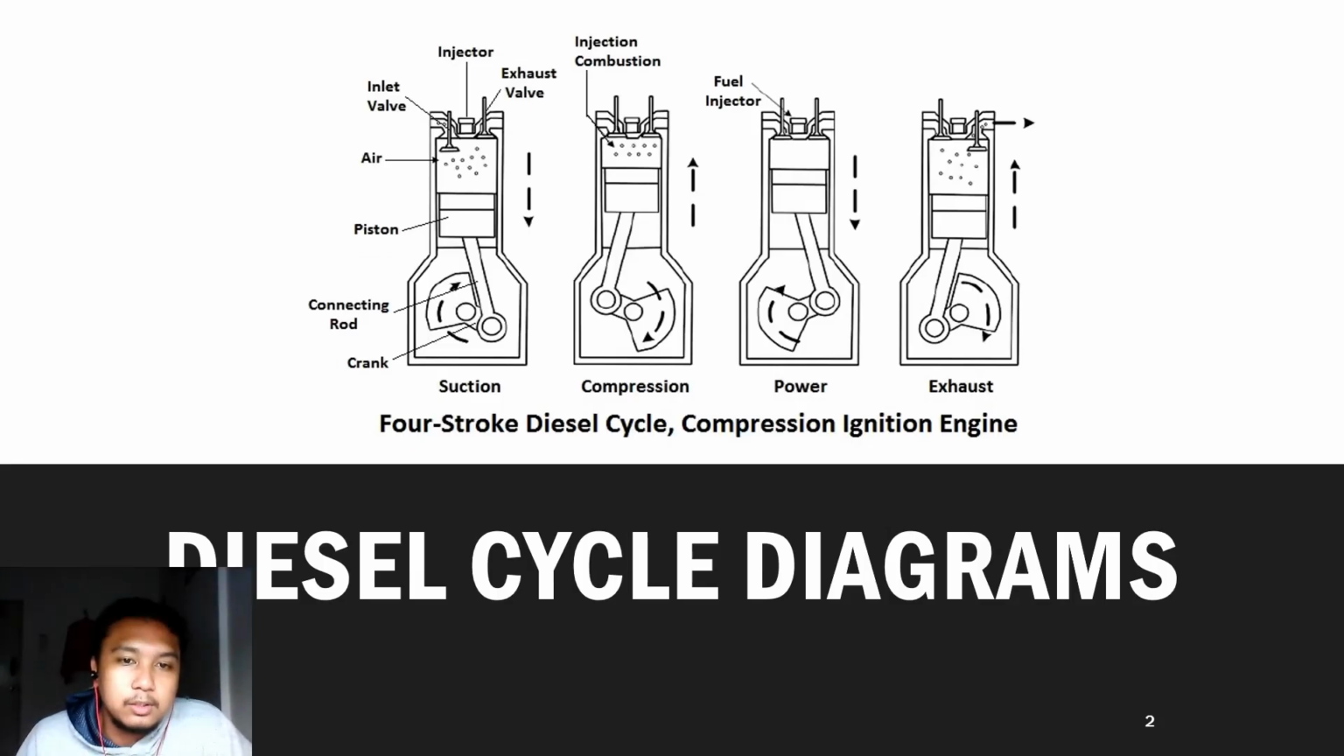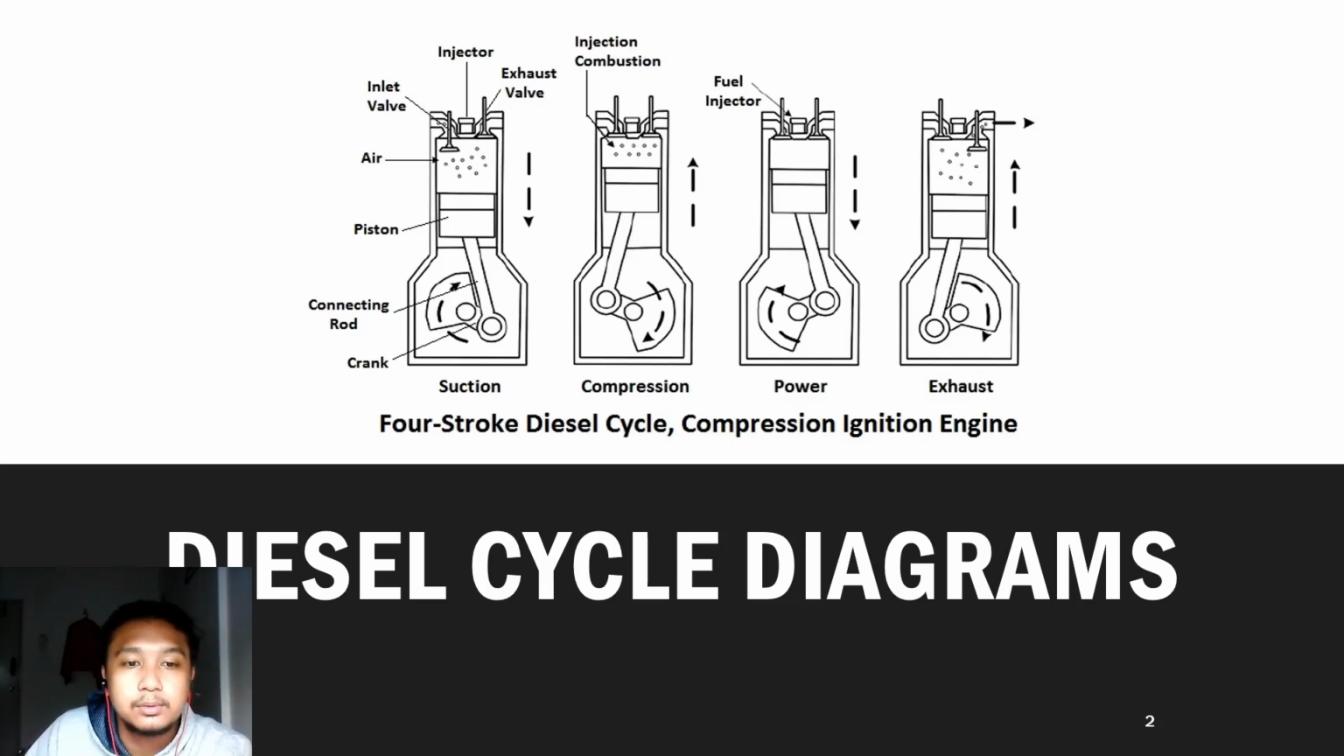So this is a 4-stroke diesel cycle. We have 4 processes: suction, compression, power and exhaust. For the suction process, the piston moves down for air to be sucked into the cylinder from the open inlet valve while the exhaust valve remains closed. For the compression process, the piston moves upwards to compress the air in the cylinder while both valves remain closed.